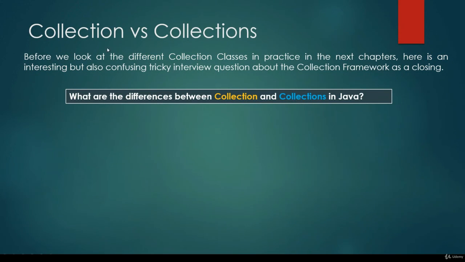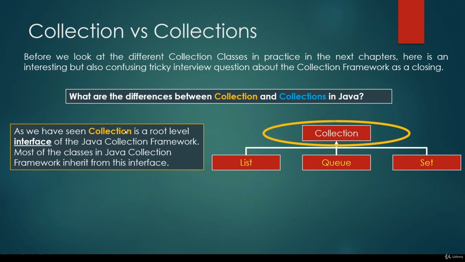Let's talk about Collection versus Collections. Before we look at the different collection classes in practice, here is an interesting but also confusing, tricky interview question about the collection framework. So what's the difference between Collection and Collections? The main difference is that Collection is a root level interface. This is what we have been talking about. Most of the classes in the Java collection framework inherit this interface.